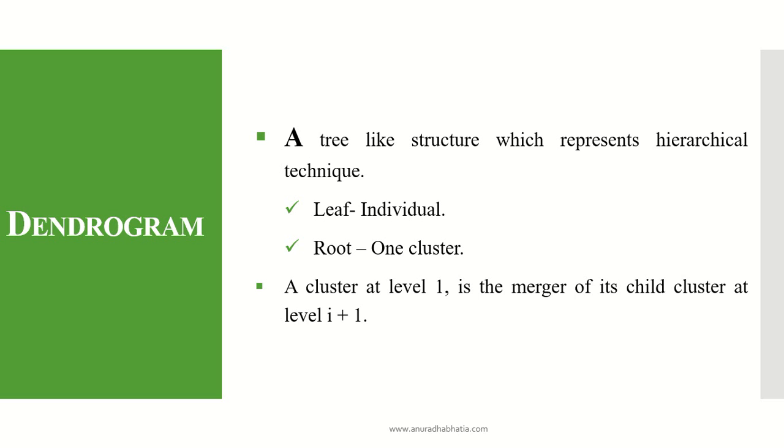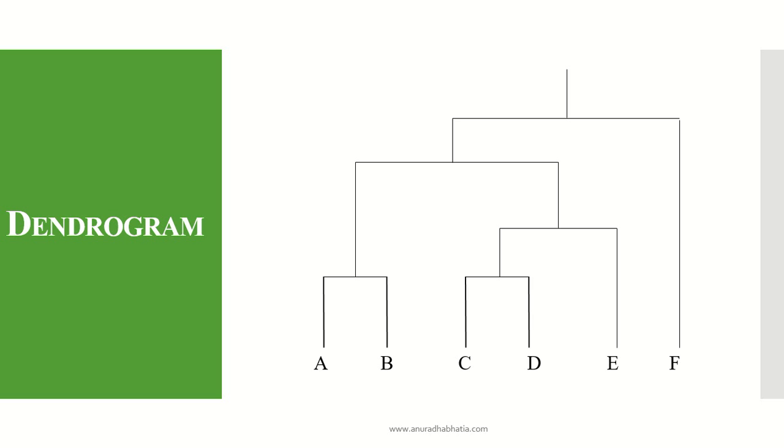Dendrogram is a tree-like structure which represents the hierarchical technique. The individual elements are known as leaves, and when these individual elements are clubbed together, they form a cluster, and where they join is known as a root. A cluster at level l is the merger of its child clusters at level l plus 1. This is a representation of a dendrogram.